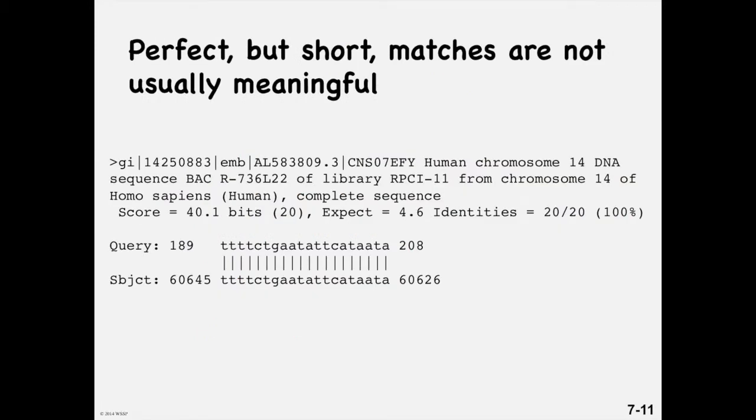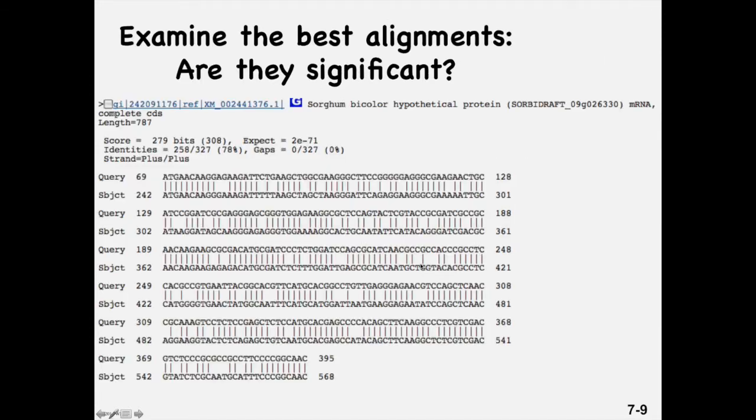Perfect but short matches are not very meaningful. And I talk about this when we do this in AP Biology, where we actually search a 15 amino acid protein. And if you remember, I said that we're going to get very poor expect values. Our expect values are going to be whole numbers, higher than 0, and that's not very good for our purposes. So in this case, although it matches perfectly, the expect value is high because it's so short. So examine the best alignments, and are they significant? And that's what we're trying to see.